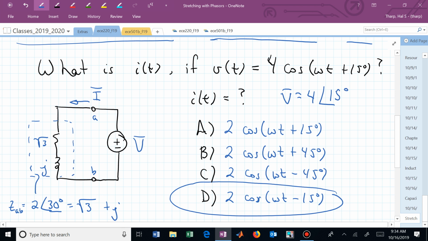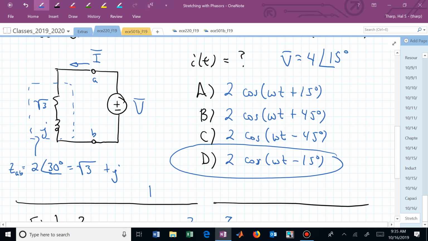And what is I? Well, that's Ohm's law. I bar is now V bar over Z. That was now 4 at 15 degrees over 2 at 30 degrees. So we now just divide the magnitudes: 4 divided by 2, we get 2. And we add and subtract the angles. We add if they're all upstairs. We subtract those angles that are downstairs.